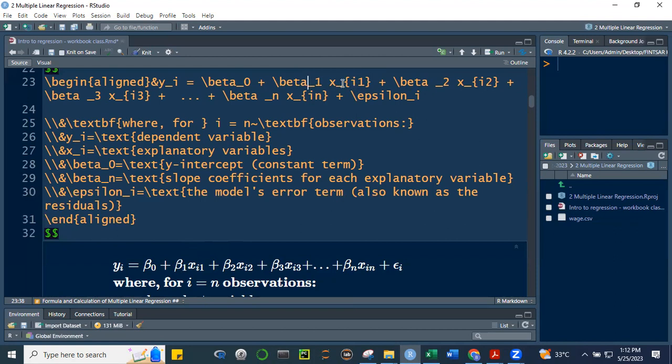This underscore means it will make the character a subscript. And then here, plus beta 2, plus beta 3, the same, plus dot dot dot, the ellipsis, plus beta n, x sub n, and then here, plus epsilon underscore i. Okay, so this first code, class, refers to this one.